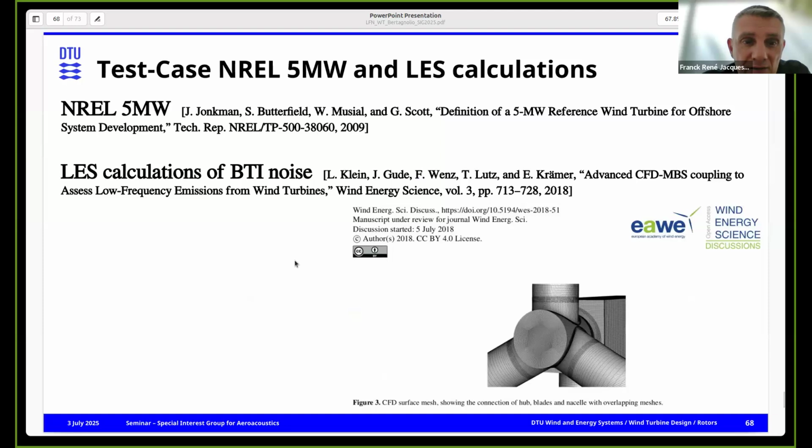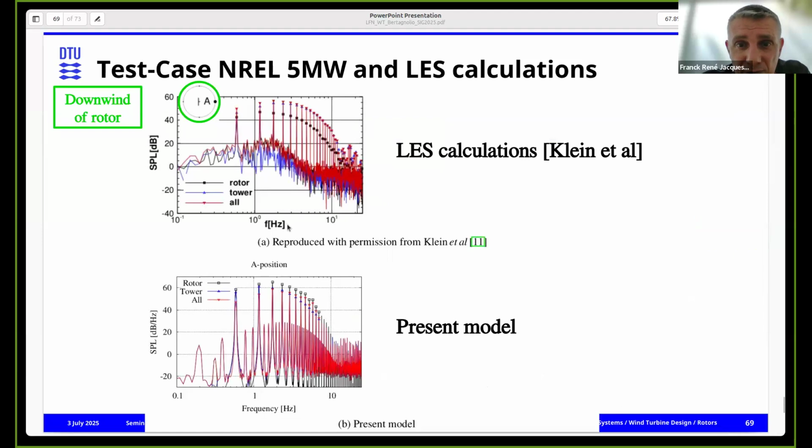And here we compare the results for an NREL 5 megawatt turbine, and we'll be comparing with the LES calculation from Germany. So it's exactly the same configuration, just two different models. So those are their results. You have a spectrum here, and again, it's tonal because it's associated with the blade passage frequency. Here you have the rotor, and point A is downwind of the rotor on the ground. And you can see here that the tower, which is the blue dot, is higher than the rotor emission.